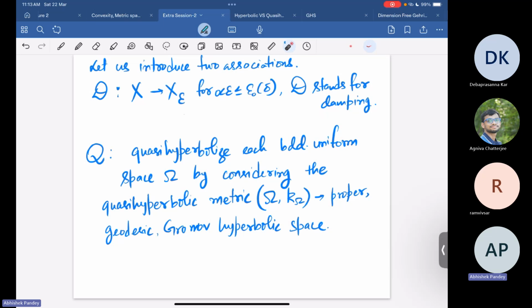And it is a result by Bonk-Heinonen-Koskela, which says that a uniform space is always Gromov hyperbolic. So after the quasi-hyperbolization, this uniform space is now a proper geodesic Gromov hyperbolic space. Fine. So I hope this association is clear.